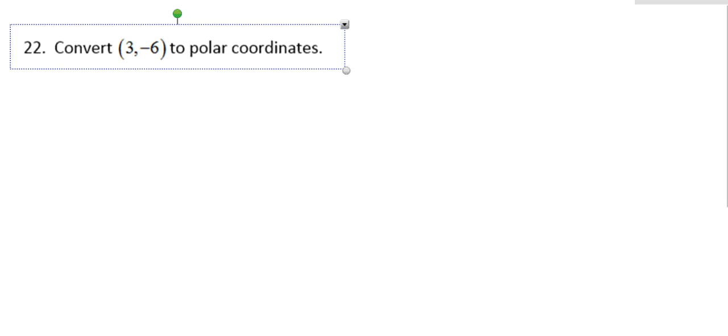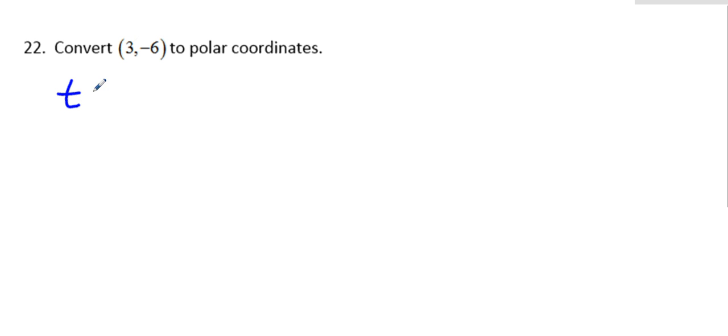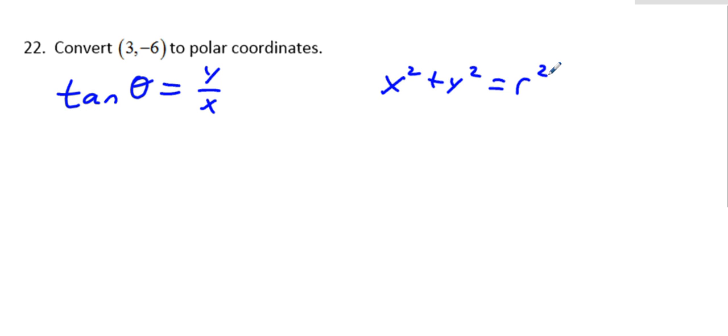So when you're converting to polar coordinates, the main formulas you need to know are tangent of the angle equals y over x, and x squared plus y squared equals r squared. Because when you go to polar coordinates, it's r comma theta.